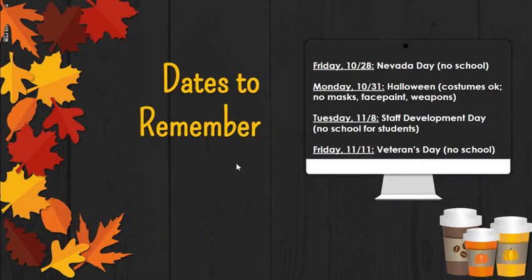All right, let's wrap it up with some important dates for you. First of all, this Friday, October 28th, is Nevada Day. Nobody comes to school on Friday. Next Monday is Halloween. Students are allowed to wear their costumes to school, but as has been the case, they cannot wear masks, they cannot have face paint, and they cannot bring any weapons, even fake weapons. Costumes are fine, but no masks, no face paint, no weapons.